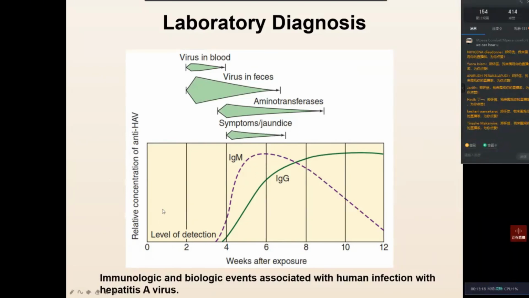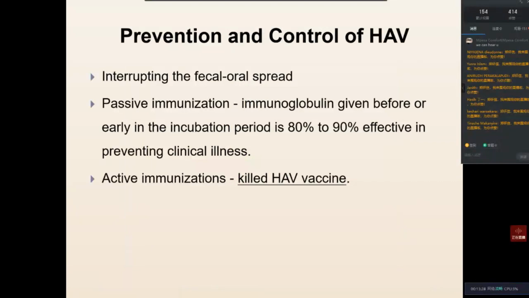There are different events after HAV exposure. Now, prevention and control of HAV. First, we need to be careful. We need to interrupt the fecal-oral spread. So make sure the food, water, or drinks are not contaminated by feces or other things containing HAV.